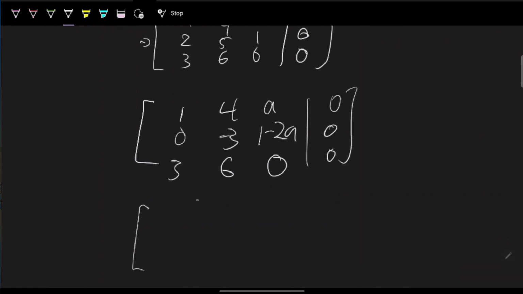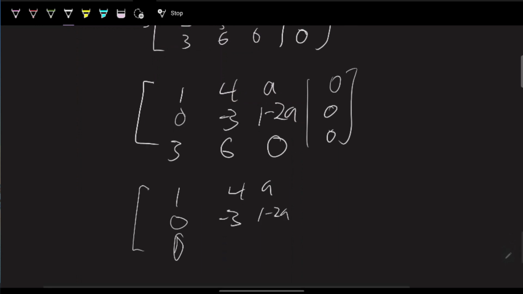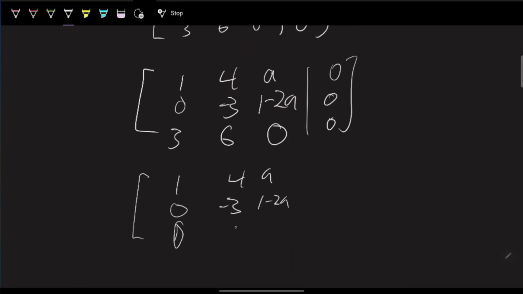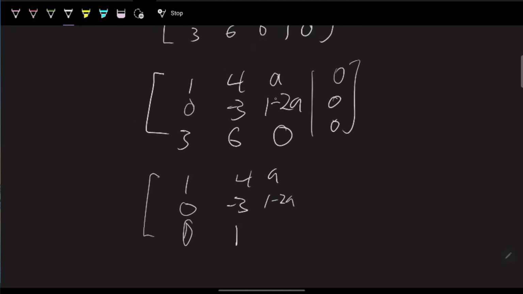I did row 3 minus 3 times the first row. So what did that get you? That got me to 1 4. And then 0 1 2a minus 1 over 3. And then 0 negative 6 negative 3a. That second row is the same thing, I think. I got 2a minus 1 over 3. It looks like you just took this and divided it. Yeah, that should be fine. So 1 and then 2a minus 1 over 3.